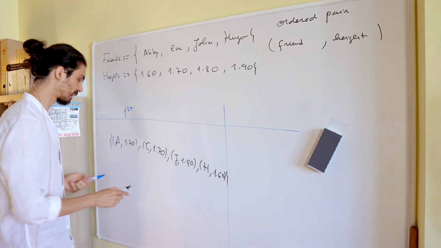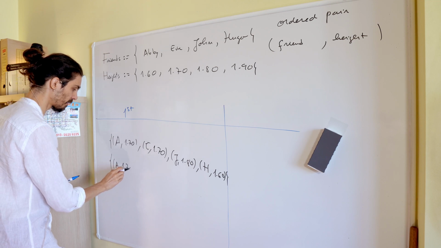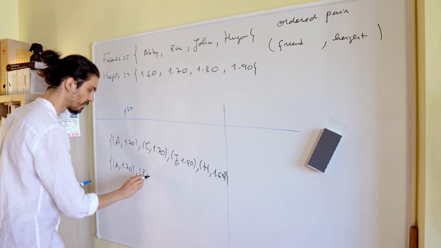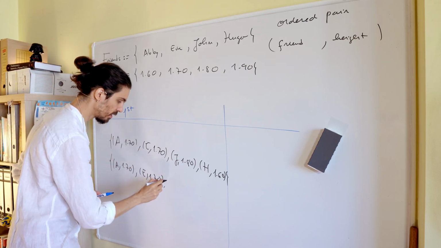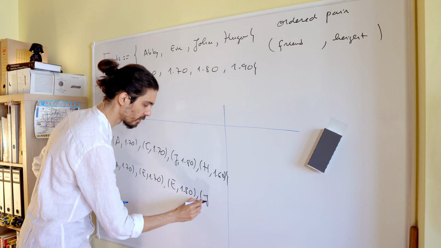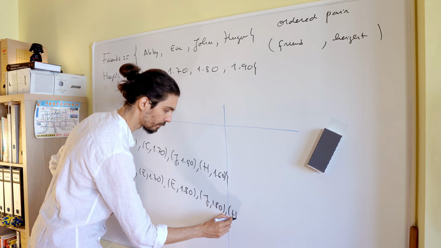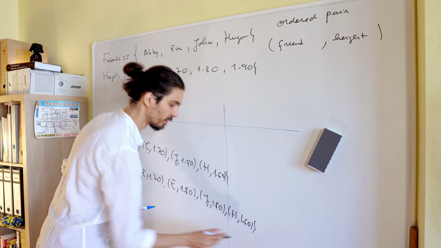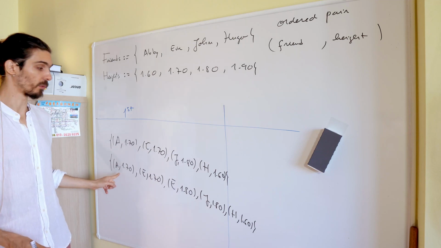Let's consider another example, almost the same thing. You start with Abby again, Eve with 170 again, but now let's put Eve again with 180, and repeat the remaining of the set: John with 180 and finally Hugo with 160. Again, a list of ordered pairs, and so it is a relation.